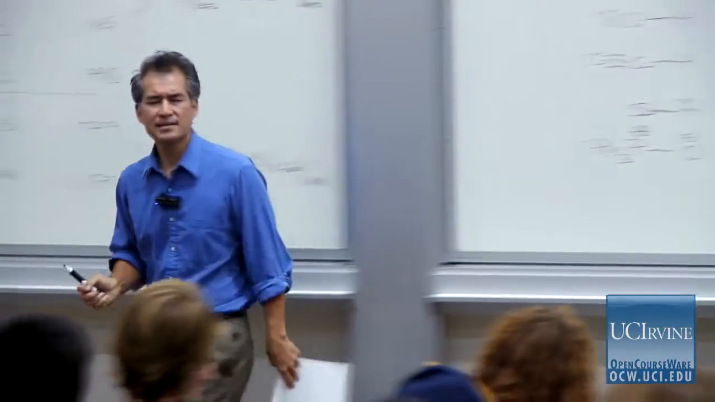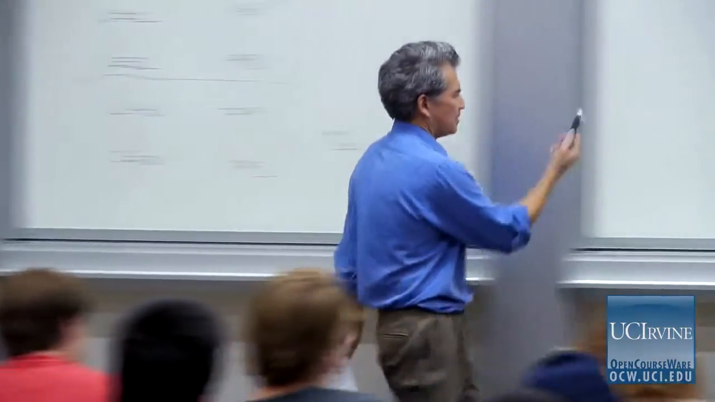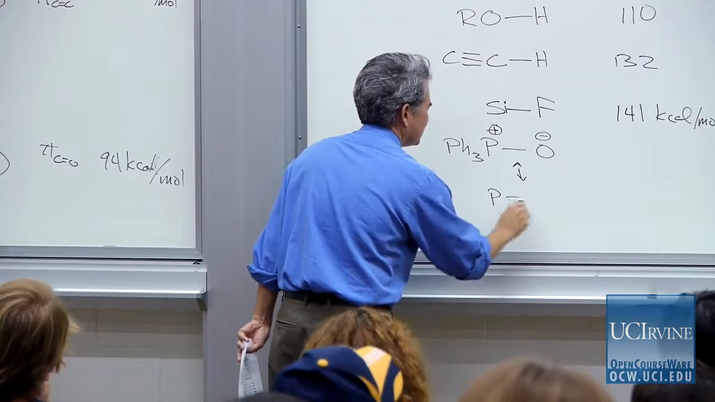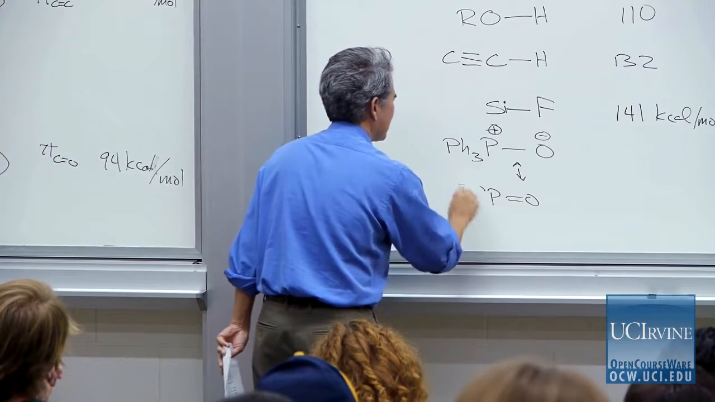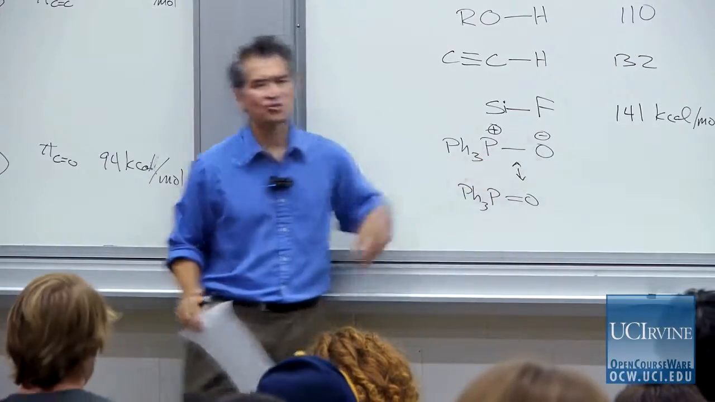I can draw it like this, and it doesn't matter whether I draw this. I can have a fifth bond to phosphorus. There's another resonance structure. If you want, you can draw it like this as a way to help you rationalize the stability. But the importance is this bond is super stable.